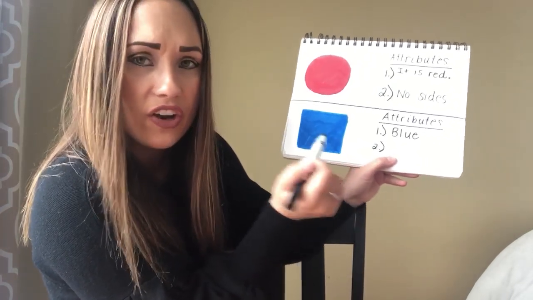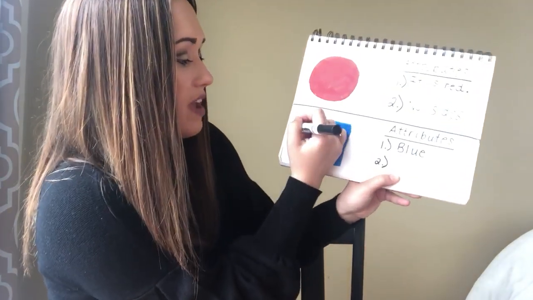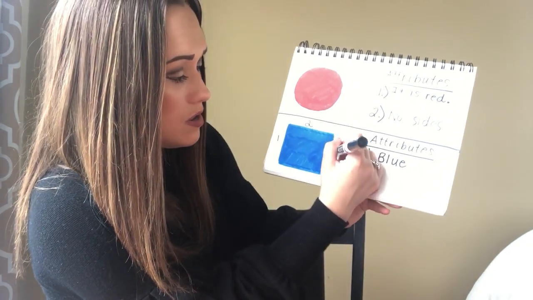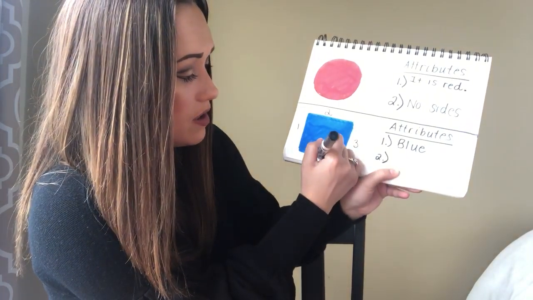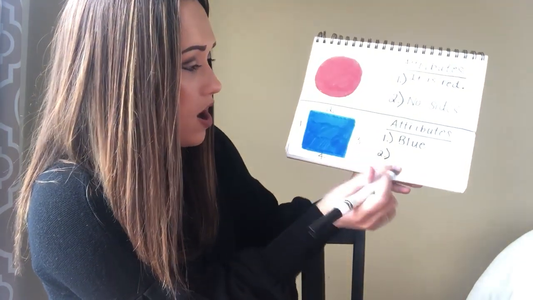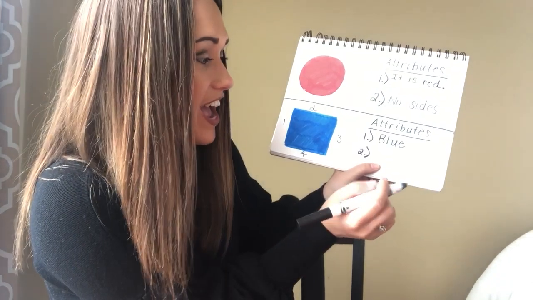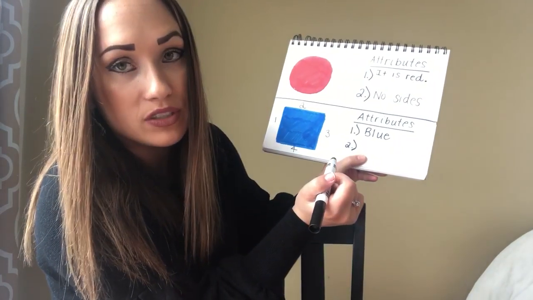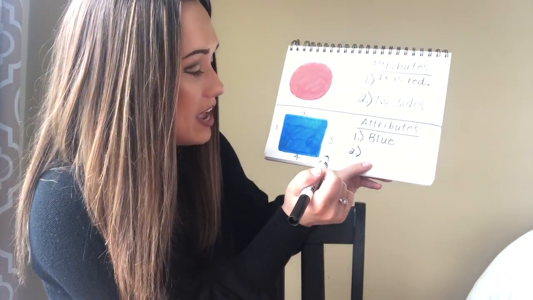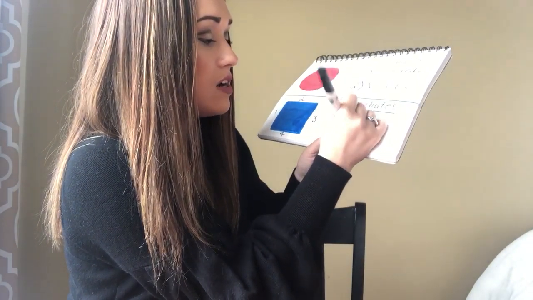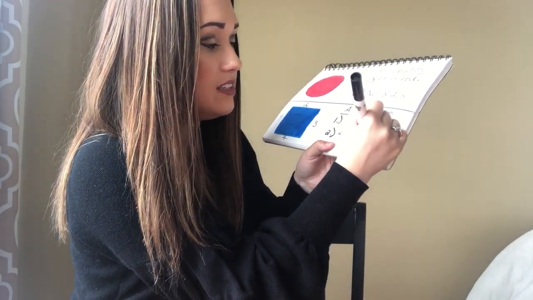How many sides are in my square? So we have 1, 2, 3, 4. So I have 4 sides on my square, right? So what is one of my attributes? What is this attribute gonna be? I can just write simply 4 sides.